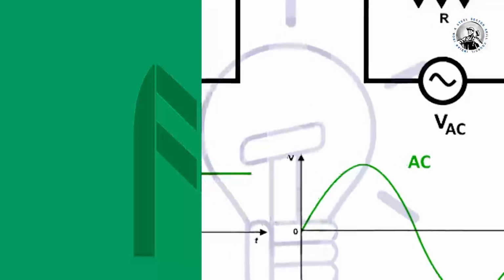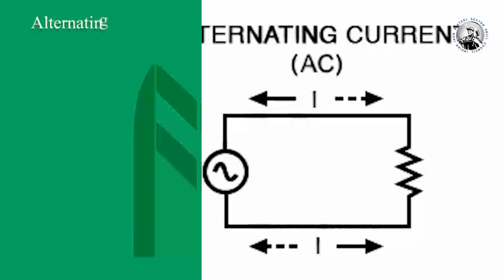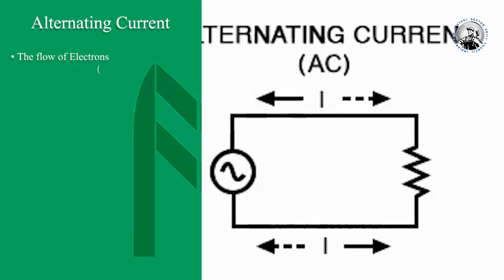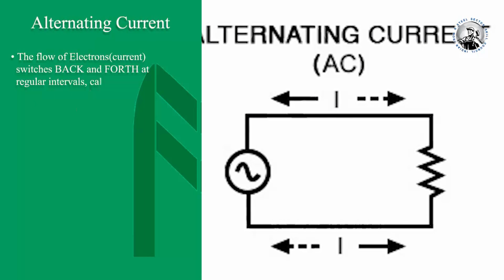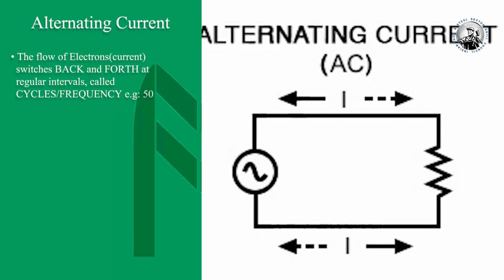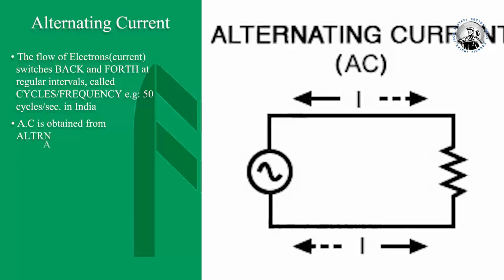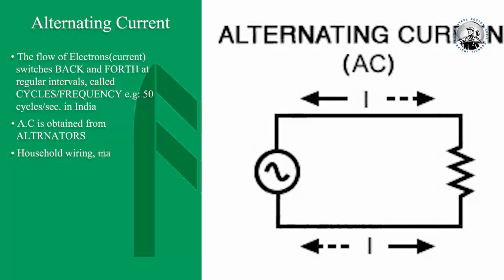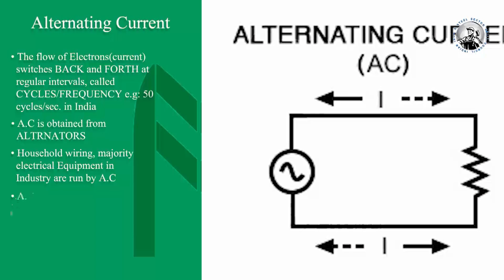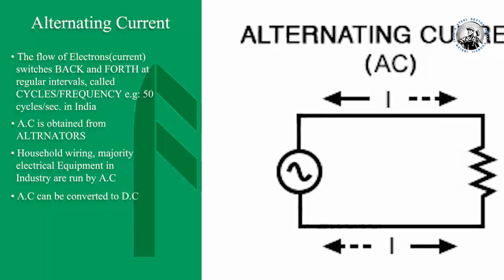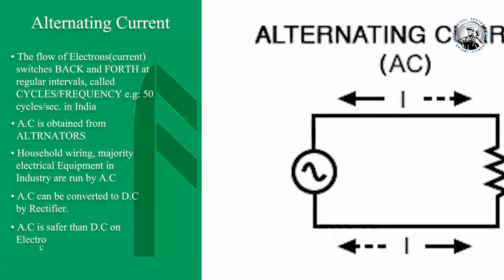Now let us discuss the difference between alternating current and direct current. Alternating current. The flow of electrons switches back and forth at regular intervals called cycles or frequency. Example, 50 cycles per second in India. AC current is obtained from alternators. Household wiring and the majority of electrical equipment in industry are run on AC current. AC current can be converted to DC current by a rectifier. AC current is safer than DC current on electrocution.